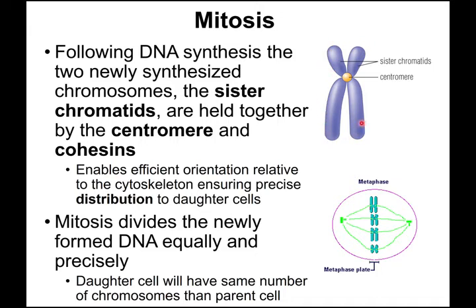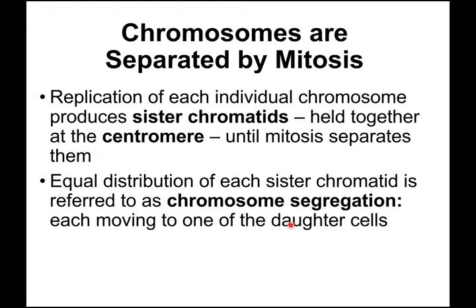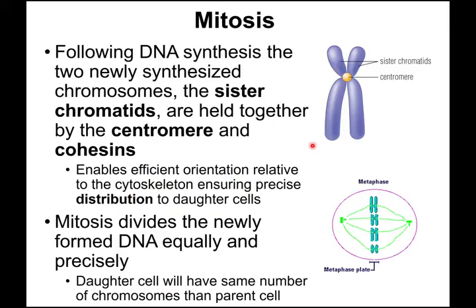The two sister chromatids are the ones that, in one phase of mitosis referred to as metaphase, are aligned right in the middle of the parent cell. Now, these are separated through mitosis. This is just an overview of mitosis. We'll go through the different steps. They are separated through a process referred to as chromosome segregation, where you have one of each sister chromatid ultimately moving in one direction, and the other in the other direction.